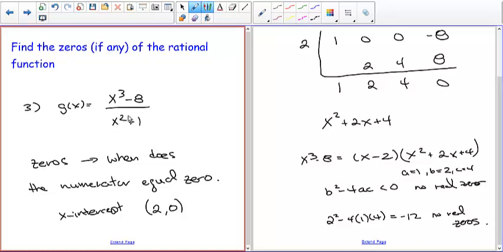One thing, notice that the denominator has no real zeros either, because I have x squared plus a number. If I tried to solve for x, I'd have x squared equals negative 1. Can't take the square root of a negative number. And again, this one, when you factor it, only gives me one real 0.